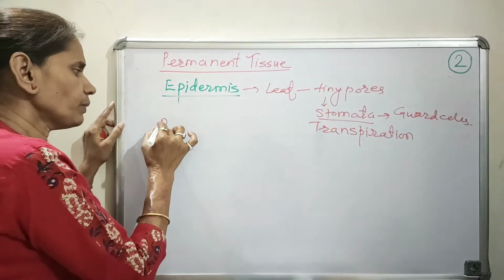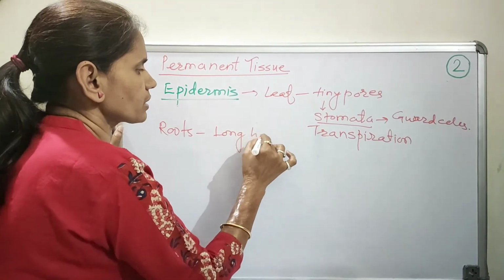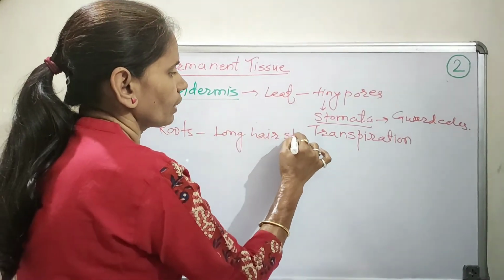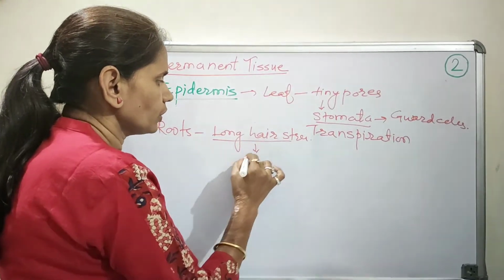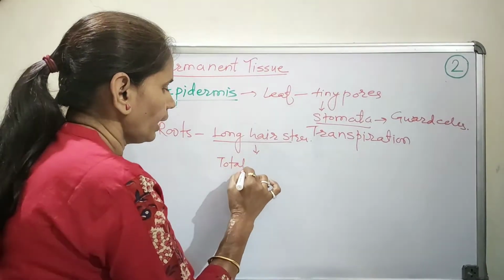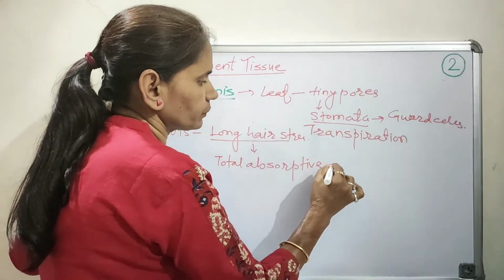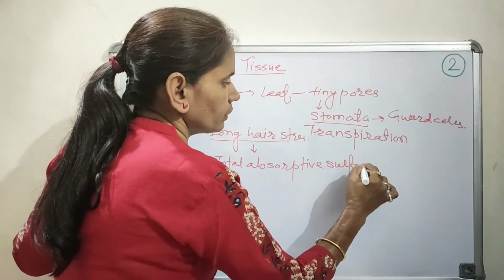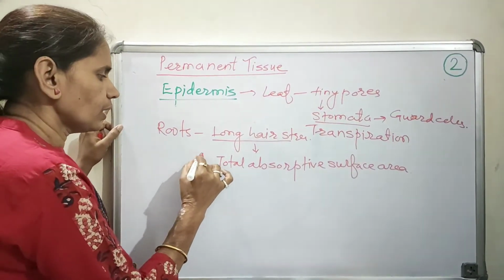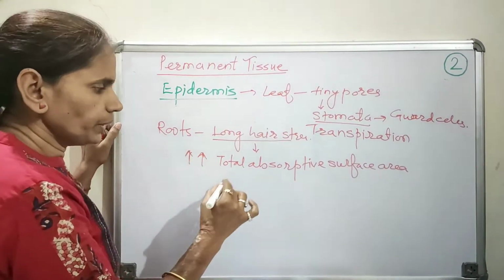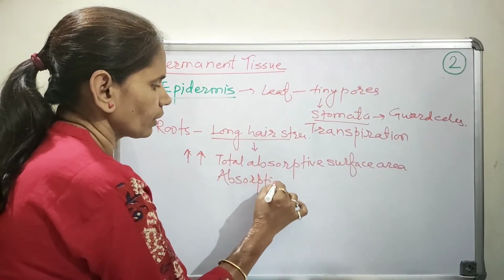Now in the epidermis of the roots, there are long hair-like structures. Now this increases the total absorptive surface area, so that it will help in the absorption of water from the soil.